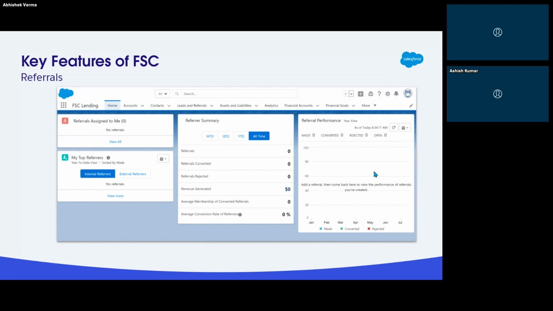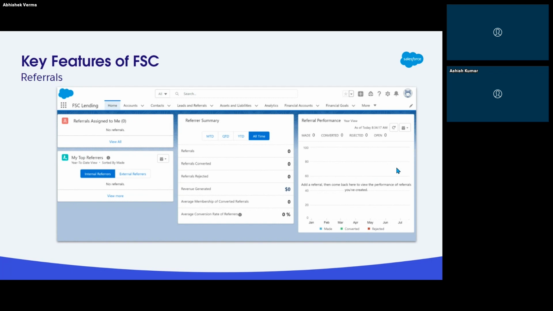Another feature is referral. We are aware of leads, right? In Financial Service Cloud, we don't call them just leads, we call them leads and referrals. If you see the current banking scenario in India, you will not see any referral management or any rewards you get when you refer a particular person. But using FSC, the bank can create a rewarding experience for their customer using leads and referrals.